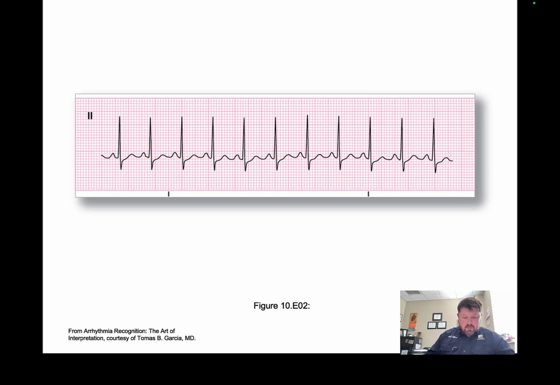Again, they didn't give us a full strip on the 6 second, so using my calipers, I would note that if it is regular, my next QRS complex should be right in here. And then I'll even have another one at the end of the strip as well, right in here. So my rate would be 1, 2, 3, 4, 5, 6, 7, 8, 9, 10, 11, 12, 13. So my rate is 130. It is regular. I've already checked.